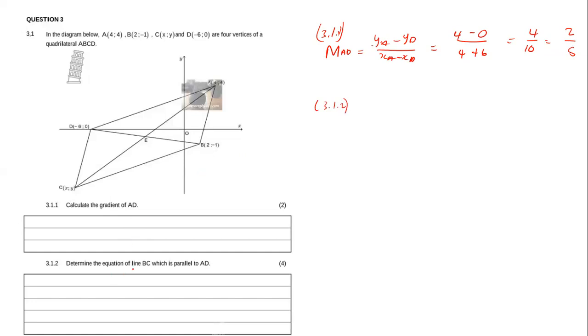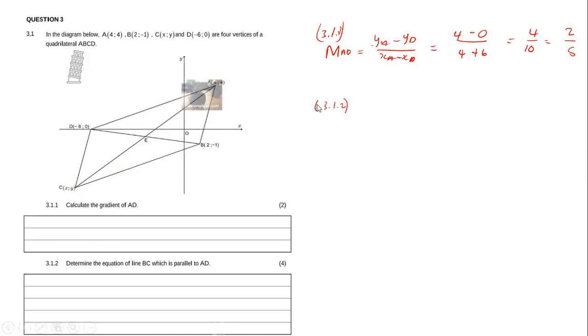3.1.2 says to us, determine the equation of line BC, which is parallel to AD. We can't determine the equation of this line directly because we don't have the coordinates of C. So how are we going to determine the equation of BC? We are told that BC is parallel to AD. We know that parallel lines have the same gradient, the same steepness, because they are parallel.